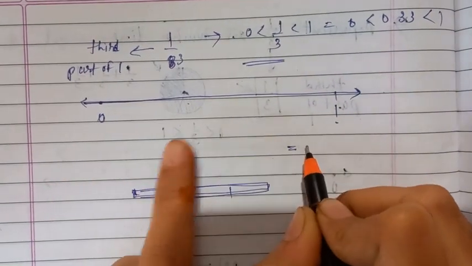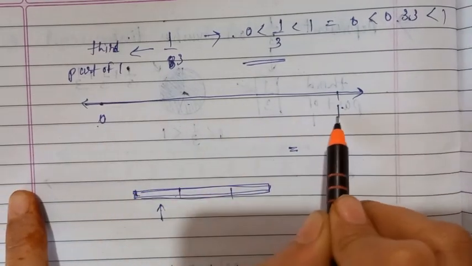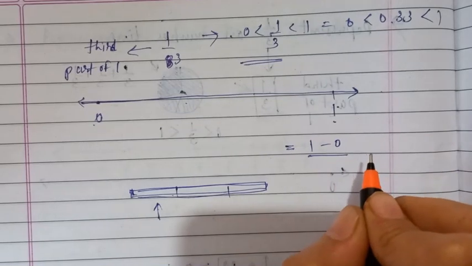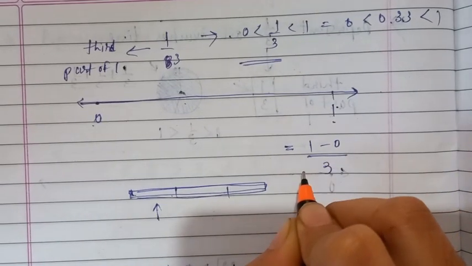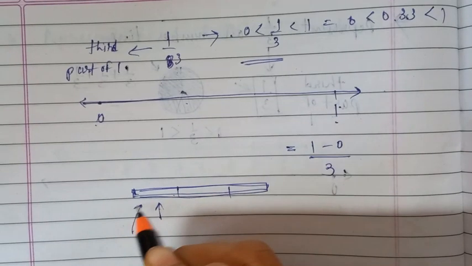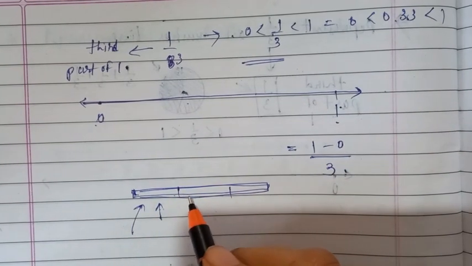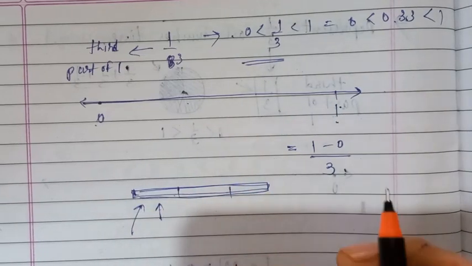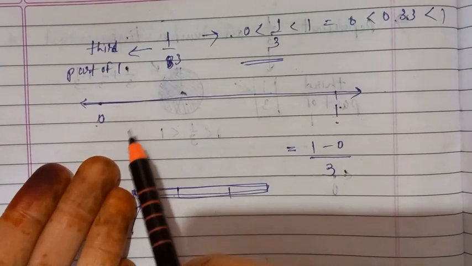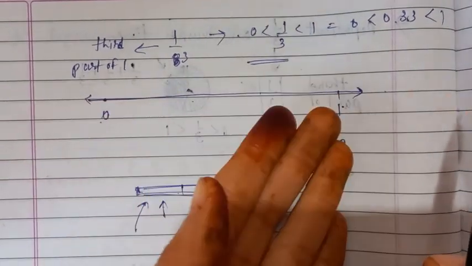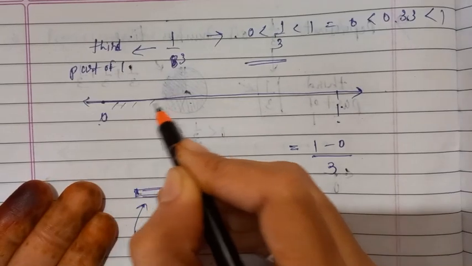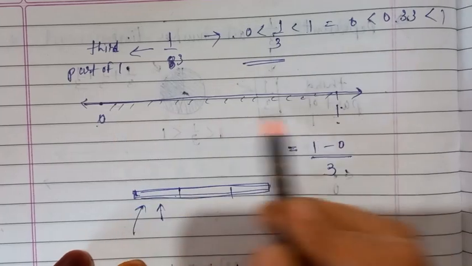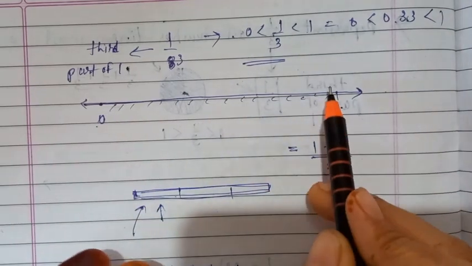Okay, what is the 1/3 part of this 0 and 1? So 1 minus 0, and we want the third part, so divide by 3. If you want to get 1/3 part of a rod, then we break it, we divide it into 3 parts. So same like here, if you divide this gap between 0 and 1 into 3 equal parts, then divide the gap by 3. The gap here is 1 minus 0.